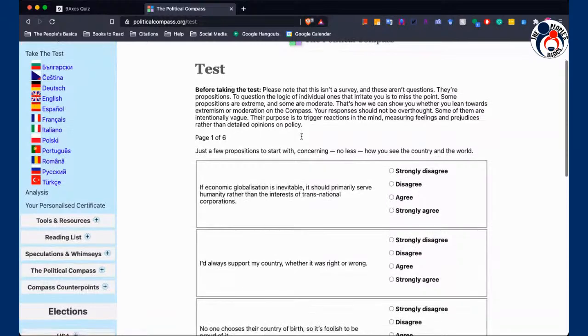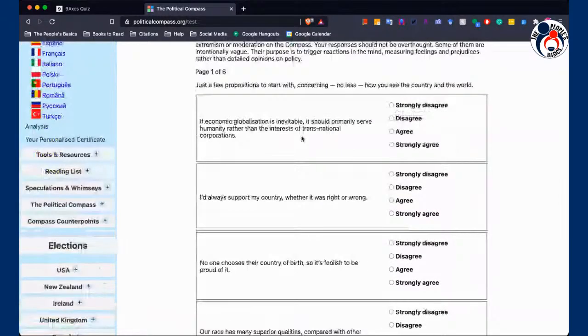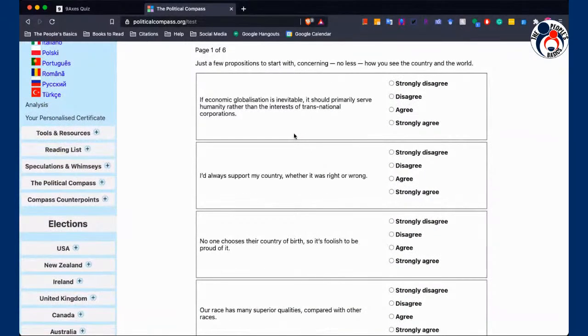So this has 6 pages. We're going to answer each of these as we go along. So: if economic globalization is inevitable, it should primarily serve humanity rather than the interests of transnational corporations. I strongly agree with that statement.